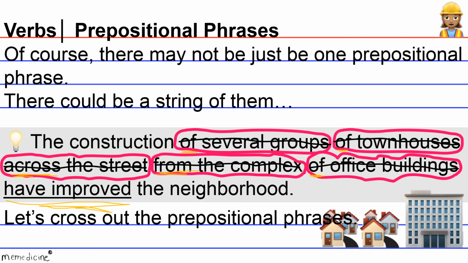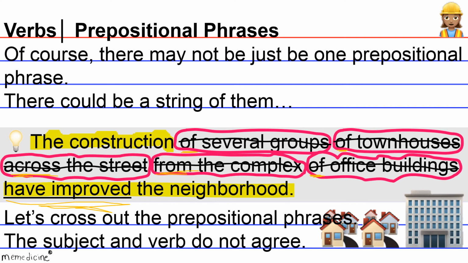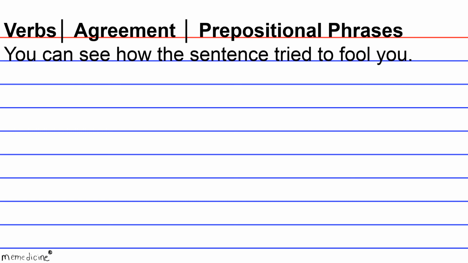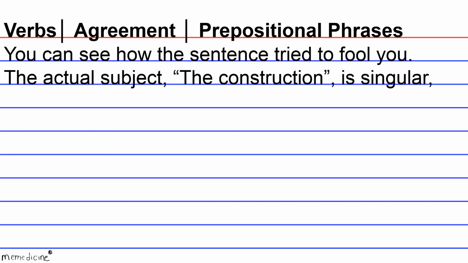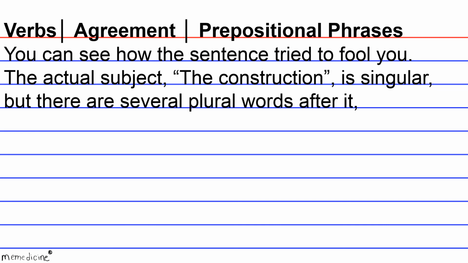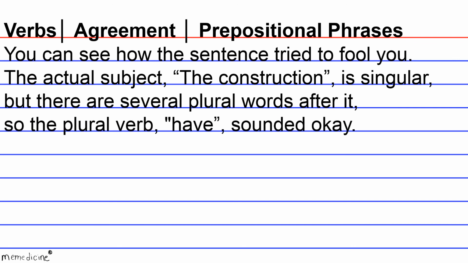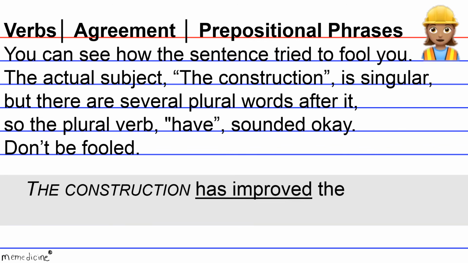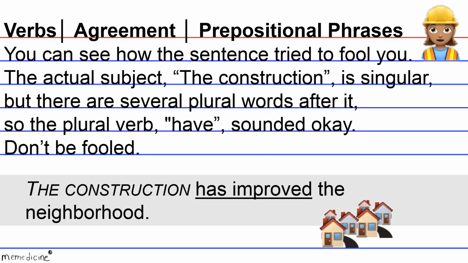All right, now that we've narrowed things down a bit, we can see that our core sentence is going to be, "the construction have improved the neighborhood." Obviously, the subject and the verb do not agree. The construction is singular, while the auxiliary verb have is plural. So this is definitely not it. You can see how this sentence tried to fool you. The actual subject, the construction, is singular, but there are several plural words after it in all those prepositional phrases, so the plural verb have sounded okay. Don't be fooled. The corrected core sentence is going to be, "the construction has improved the neighborhood."